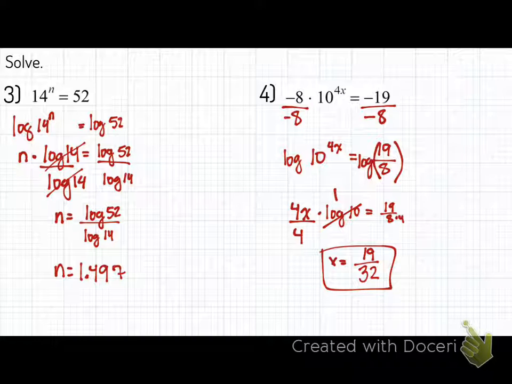Now I got a question for you. You see how I took the common log of both sides? You see how I brought the 4x down to the front, right here? What's the common log of 10 equal to? 1, right? So this side is just 4x. Divide both sides by 4. I'm going to divide by 4, which means I'm just going to make the denominator multiplying by 4. So it's 19 over 32 is the answer. Okay?